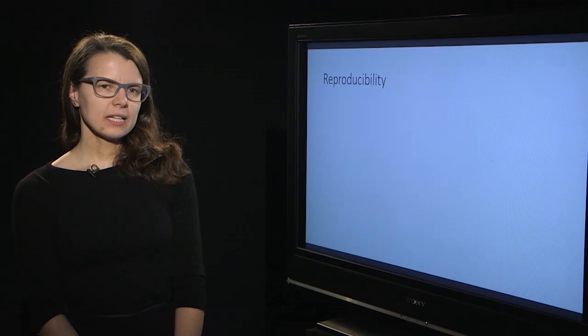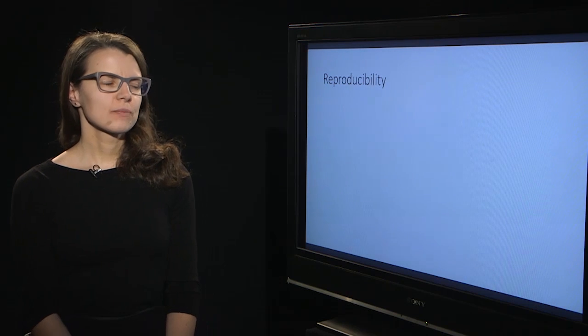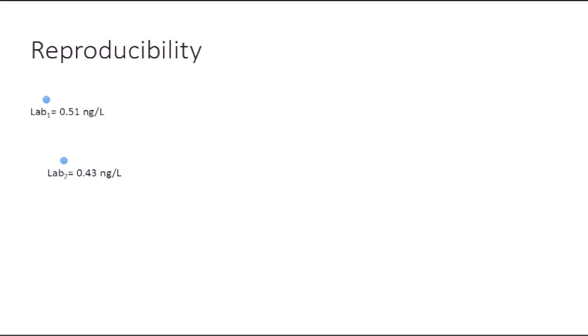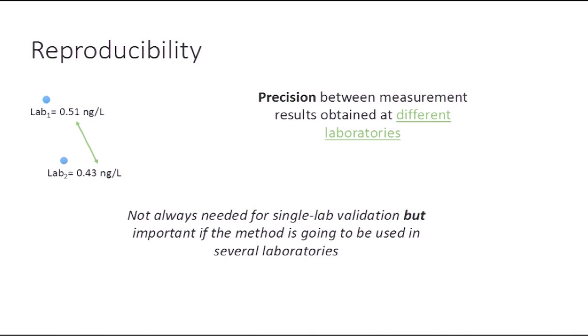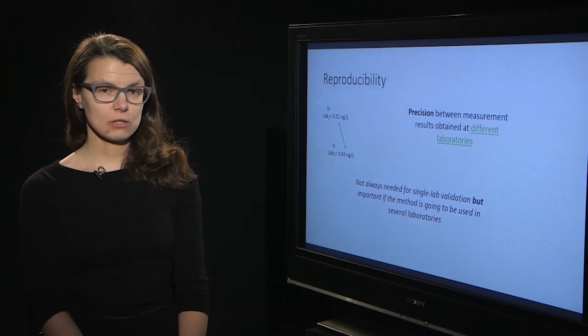Reproducibility is mostly used and correctly used when we would analyze our samples in different laboratories, for example, laboratory 1 and laboratory 2. And when we estimate and compare these results to each other, we would actually get an estimation of reproducibility. When you're doing a single laboratory validation, it's not the parameter you should really worry about. However, when your method is validated for multiple laboratories at the same time, in that case, you should really consider analyzing reproducibility as well.